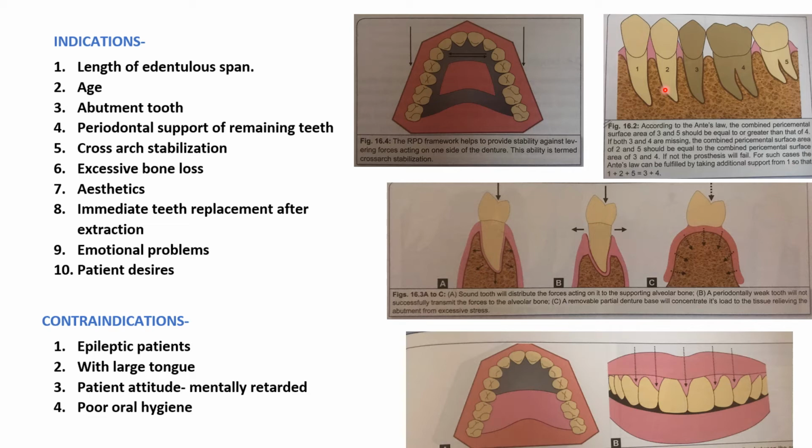Then mental attitude: when a patient is mentally retarded, he cannot maintain a removable partial denture. And when a patient has poor oral hygiene, maintaining a removable partial denture is itself very hard work, because you need good oral hygiene to maintain removable partial dentures. So this is again a contraindication. So these are the contraindications and indications for removable partial dentures.